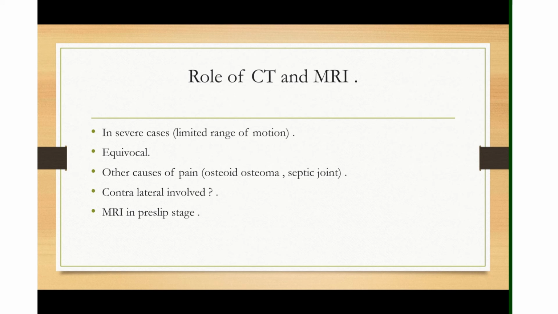And sometimes there may be other causes of pain. Since we described in the beginning that slipped capital femoral epiphysis comes with the symptom of hip joint pain, we also think of other possibilities. So osteoid osteoma or septic arthritis can present with the same symptoms, which can be diagnosed more easily with cross-sectional imaging. Now, if the contralateral side is involved, it's a very important thing to consider.